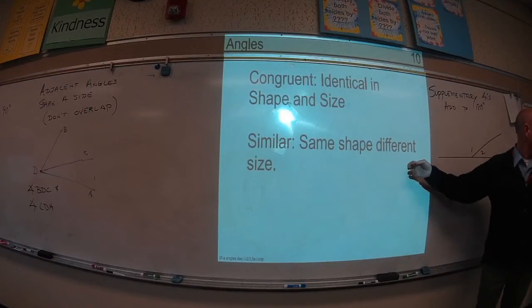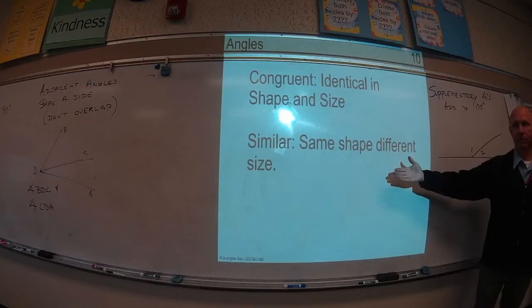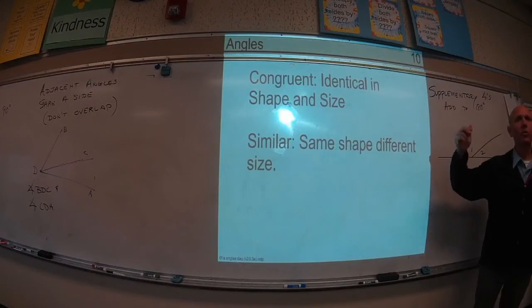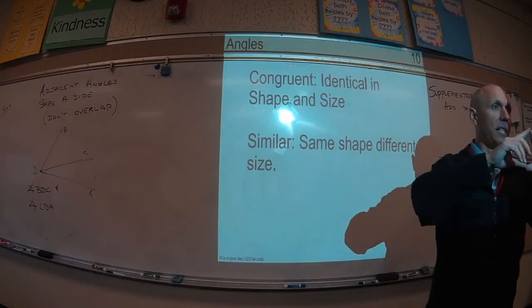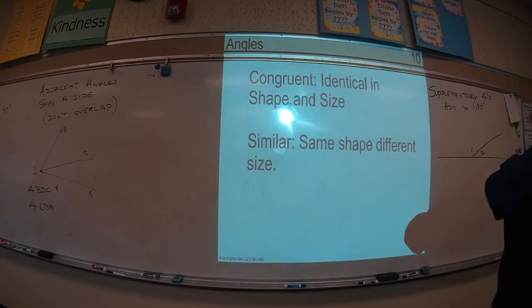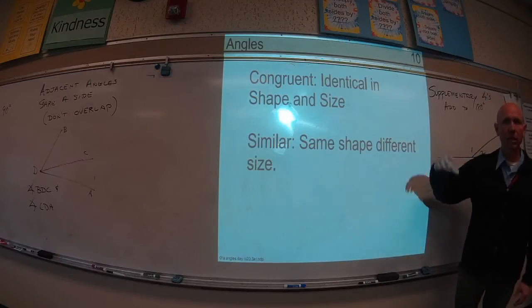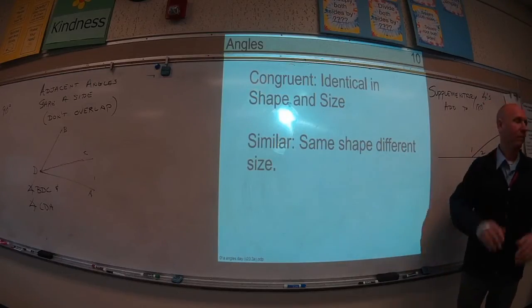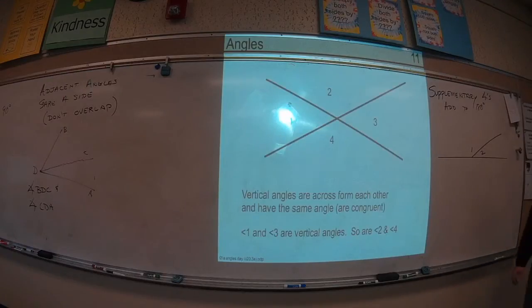We have this written down, Chris. Chris, in your notes, this. Congruent, exact same. Similar, same shape but different size, like if I scaled it up or down. This would be a dilation. I could have similar, right. Next box, vertical angles.